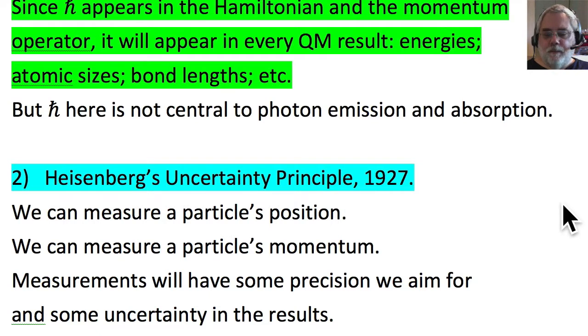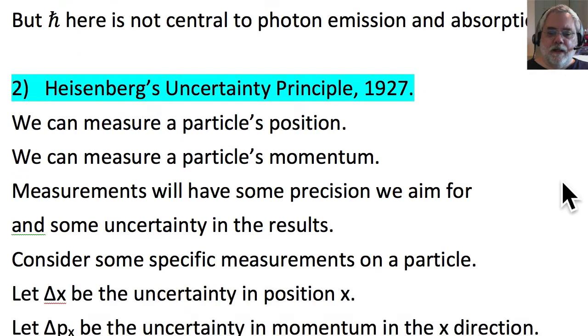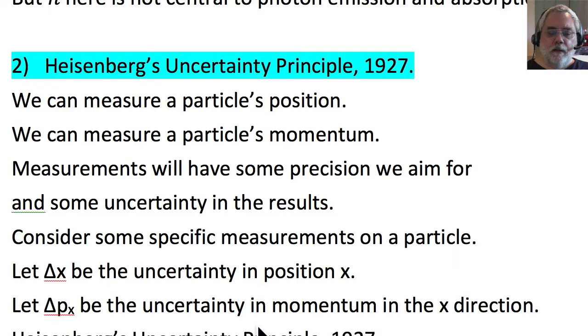A measurement setup is not the only limitation to the precision that we can get in our measurements. Let's consider some specific measurements on a particle. We'll deal with one dimension. We want to measure position. There's going to be some uncertainty in the position measurement. We'll call that delta x. We want to measure momentum in that direction, and there'll be some uncertainty in that momentum measurement. We'll call that delta p sub x.